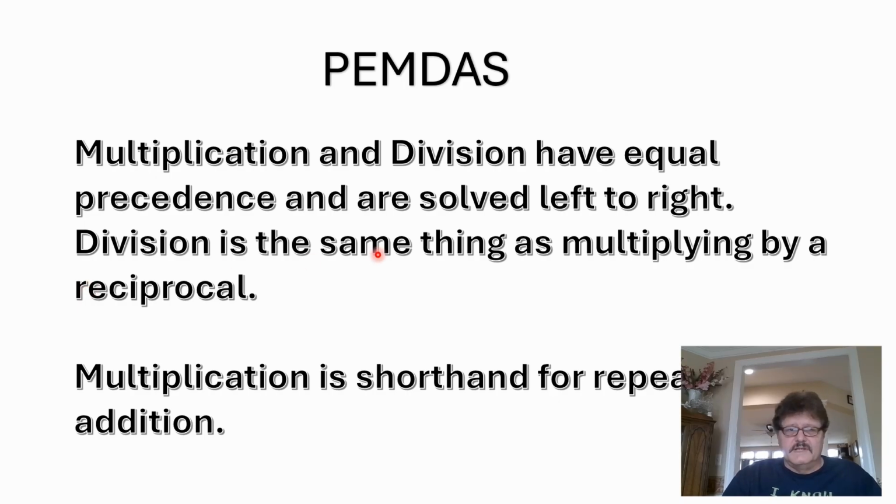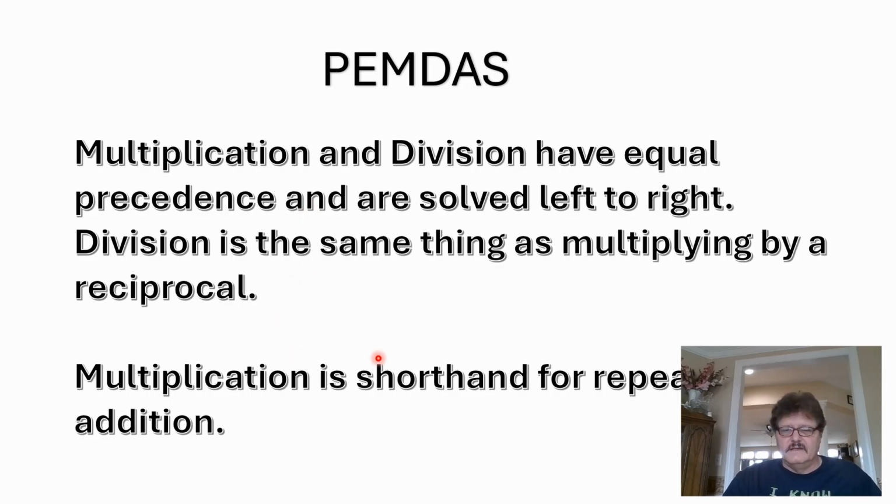Another thing here, multiplication and division have equal precedence and are solved left to right. And I see a lot of confusion here because people will say, well, PEMDAS says one answer and BODMAS says another because of the M before the D or the D before the M. But what people forget is that multiplication and division have equal precedence. It doesn't matter what order the M or the D is in the acronym. Division is nothing more than multiplying by a reciprocal, so it's the same thing.